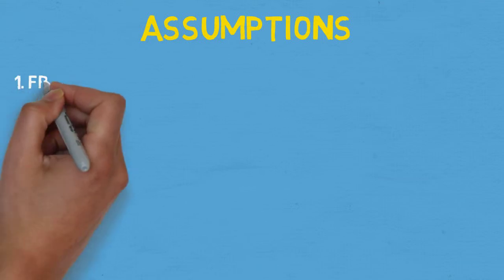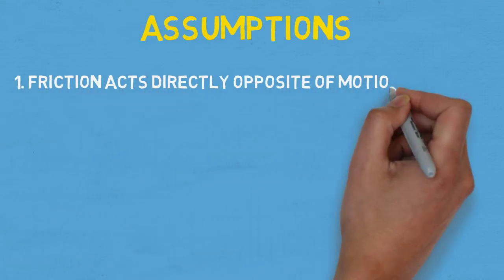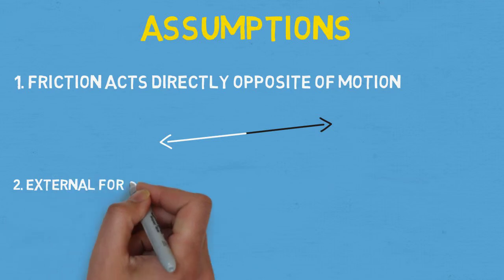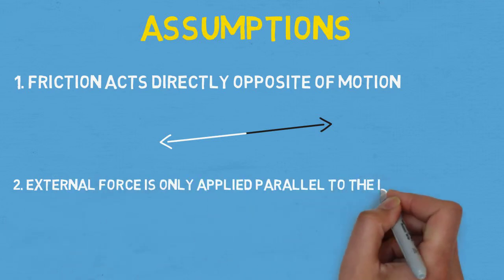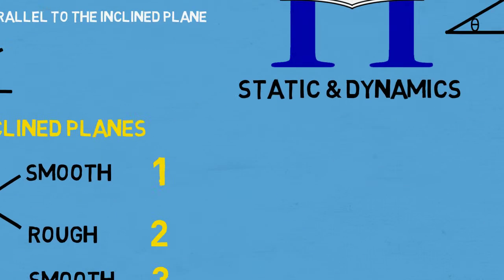1. Friction will always be in the direction that opposes the motion. So if the object is going up the inclined plane, friction will be going down and vice versa. 2. The external force that I use here in this video will only be parallel to the inclined plane. Alright, now that those are out of the way, let's get into it.